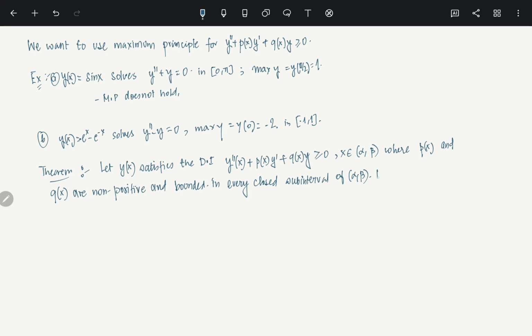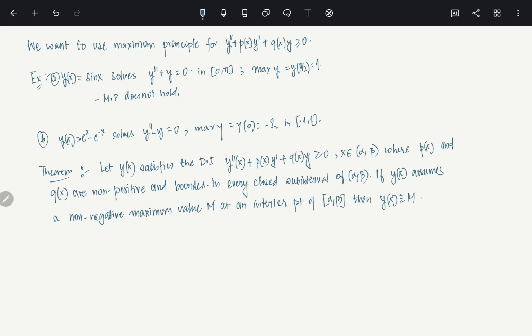Now, if y of x assumes a non-negative maximum value M at an interior point of the closed interval, then y of x is identically equal to M. So we have the maximum principle.